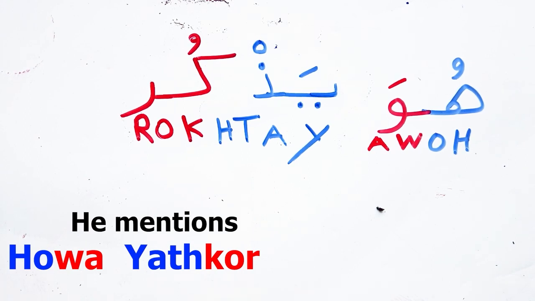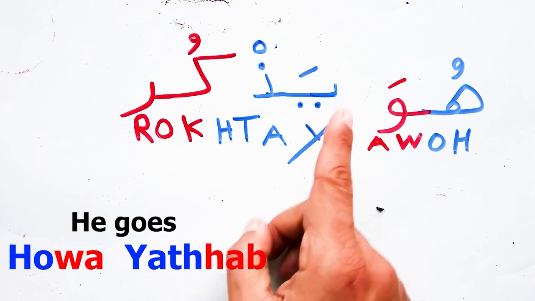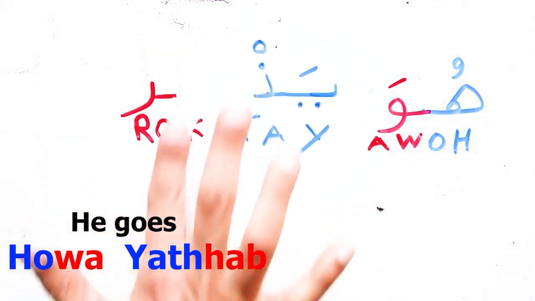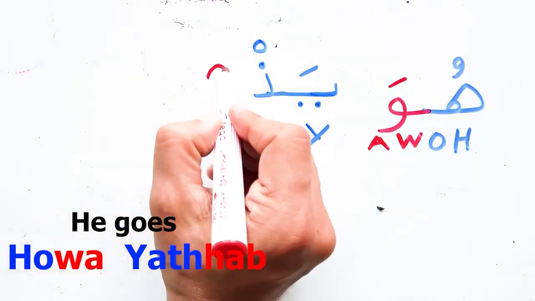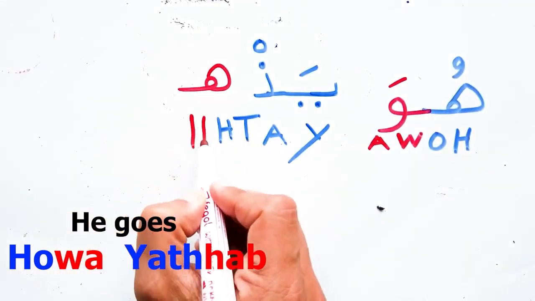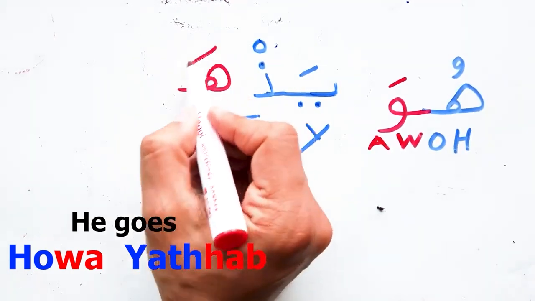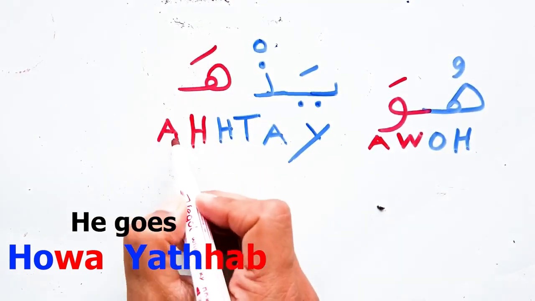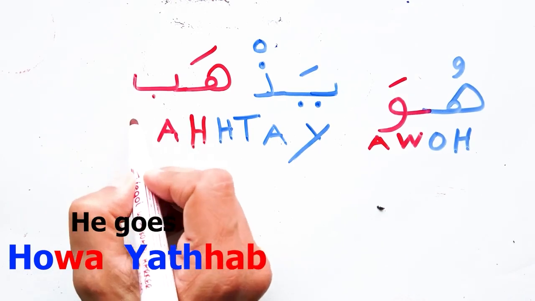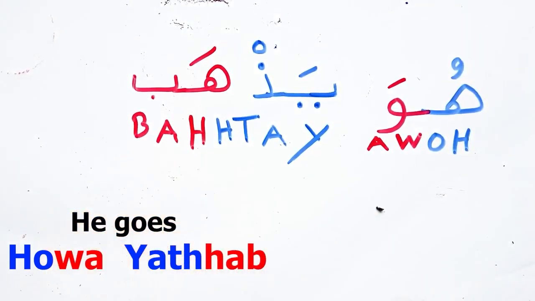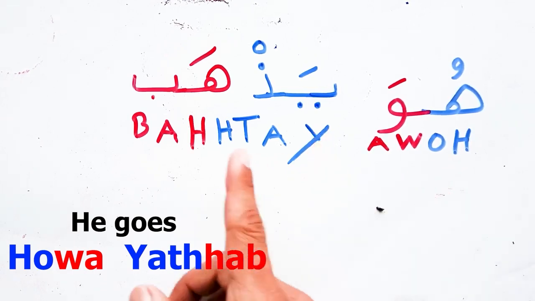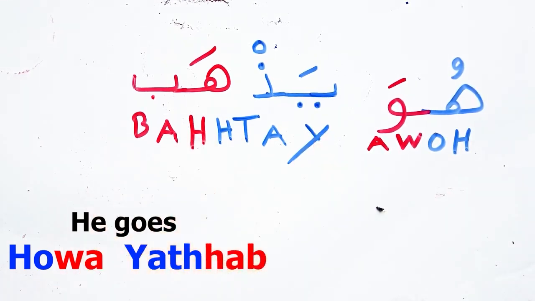هو يذكر. And the last word today is هو يذهب. Let's change this part, and it will be have. The sound of H. يذهب, the sound of A. يذهب, the sound of B. هب. يذهب. هو يذهب.